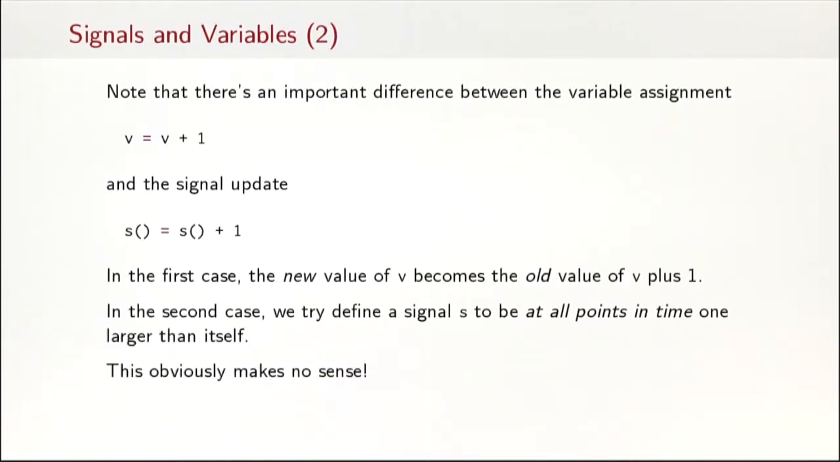We've also seen in the example that there's an important difference between a variable assignment, such as this one here, and a signal update, such as the one that you see here. In the first case, in that variable assignment, the new value of v is the old value of v plus 1. So implicitly, there's a notion of old value versus new value. When you update a signal, there's no such notion. So what you are trying to say here is that, in effect, the signal S is the same as the signal S plus 1, which obviously makes no sense.